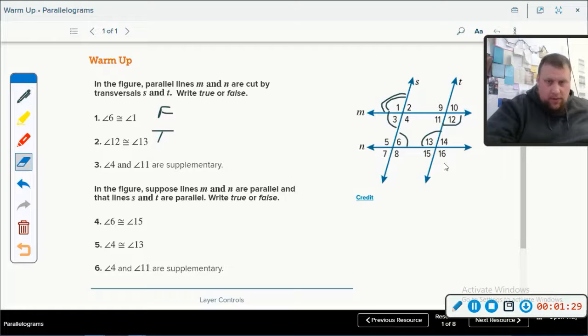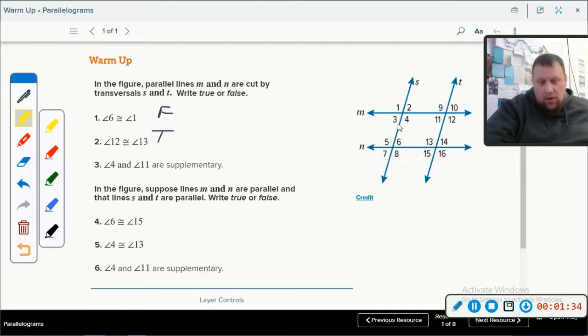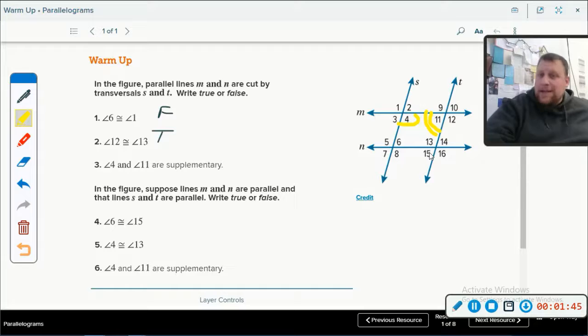Well, let me erase all this other stuff we have here. It's saying are angle 4 and angle 11 supplementary. Well, here's the deal. I have no idea. And the reason I have no idea is because of right here. They're cut by transversals S and T. If S and T were parallel, then yes, they would be supplementary. But we don't know that. Because I don't know that, I have no idea. So I'm going to have to answer false. All right? Okay.